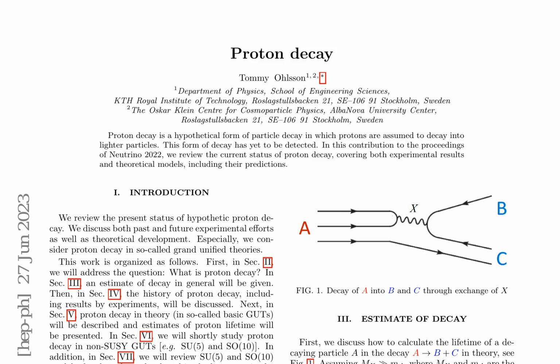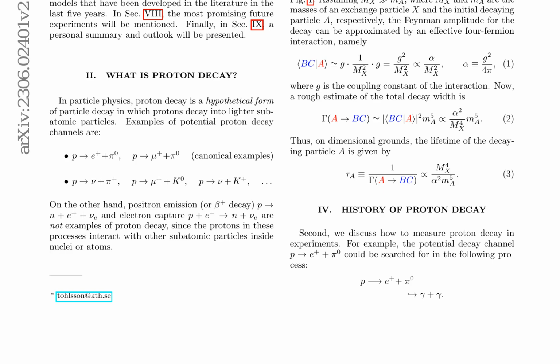The research paper discusses the current status of proton decay, a hypothetical form of particle decay where protons decay into lighter particles. It reviews both experimental results and theoretical models, including their predictions. The paper is organized into sections covering the definition of proton decay, its history, theoretical models, and future experiments.